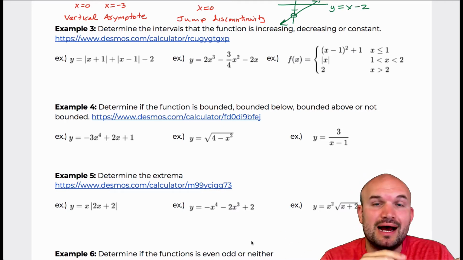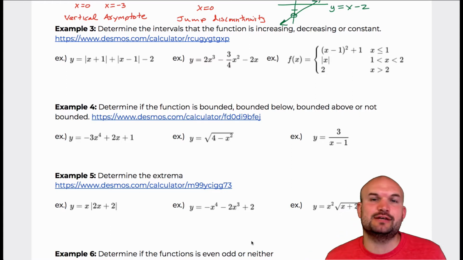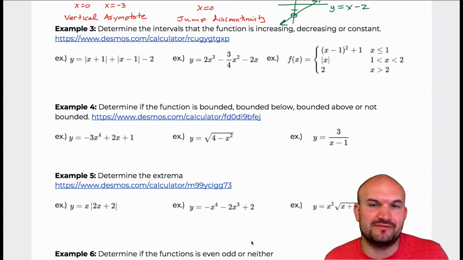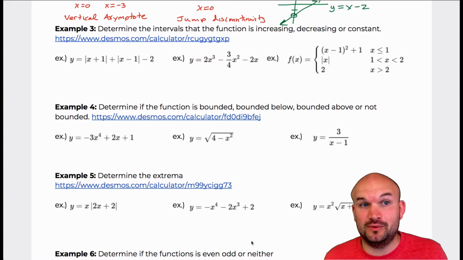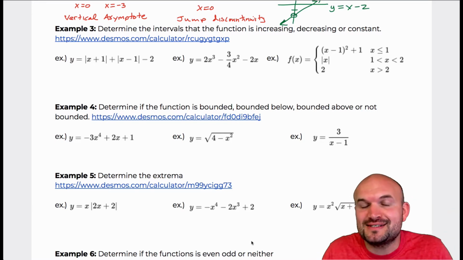Okay, so now on to looking at the intervals that a function is increasing, decreasing, or constant. So when looking at the graph, it was kind of basic. When the graph is going up, it's increasing. When the graph is going down, it's decreasing. And when it remains the same, it's constant.